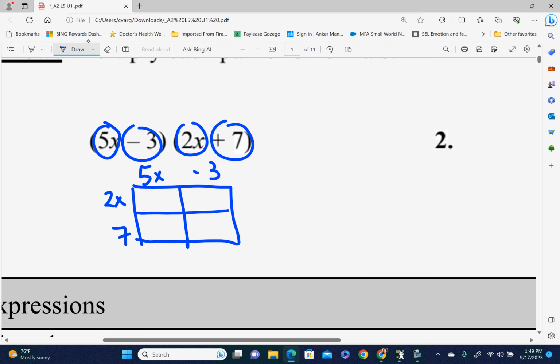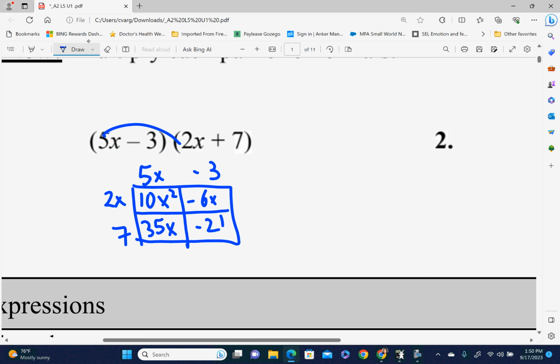So 5x times 2x is 10x squared. 2x times negative 3 is negative 6x. 5x times 7 is 35x, and 7 times negative 3 is negative 21. Okay? Some of you do not do it like that. You do it by FOIL: first, outer, inner, last. Either way you do it, you still get the same answer.